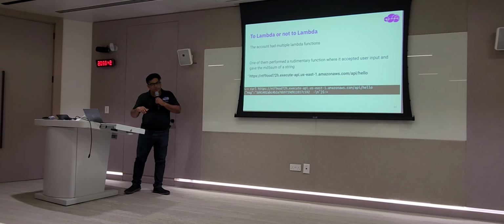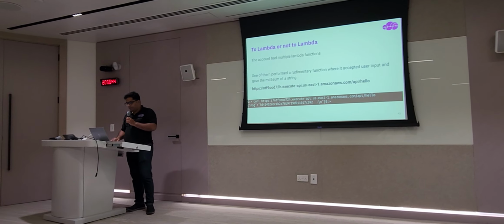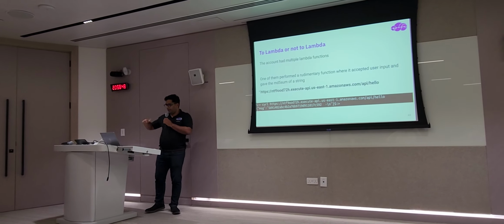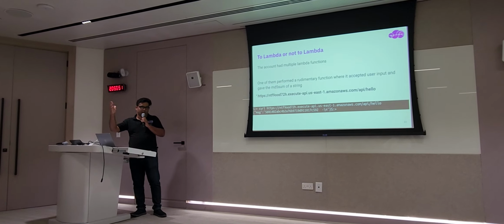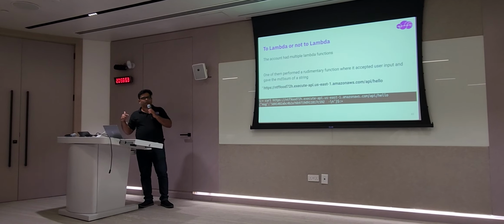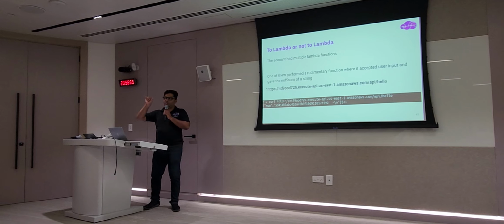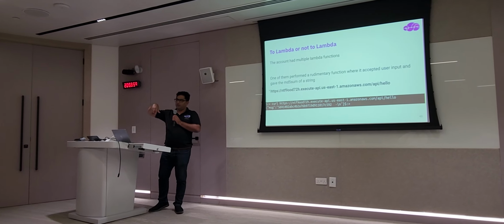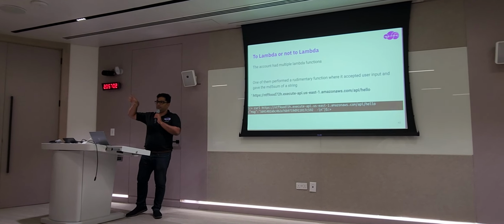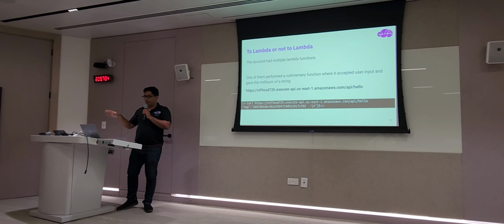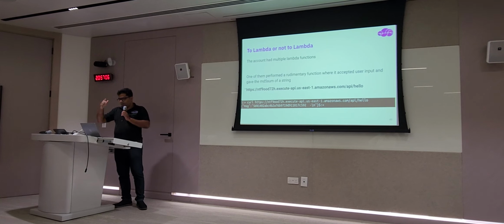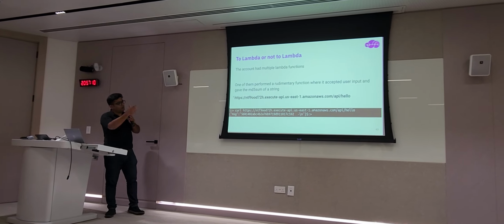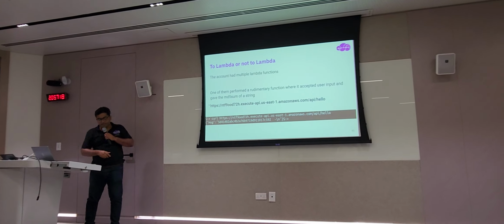I looked at Lambda, right? The account had multiple Lambda functions. One of them performed a rudimentary function where it accepted user input and gave the MD5 sum of a string. Internally, this Lambda function was being used to compute the MD5 hash of a particular file, the file that was being uploaded and written to S3. The file's MD5 hash was being computed using a Lambda function. Okay? Horrible design, but you essentially pass a string and it would give you back the MD5 value.